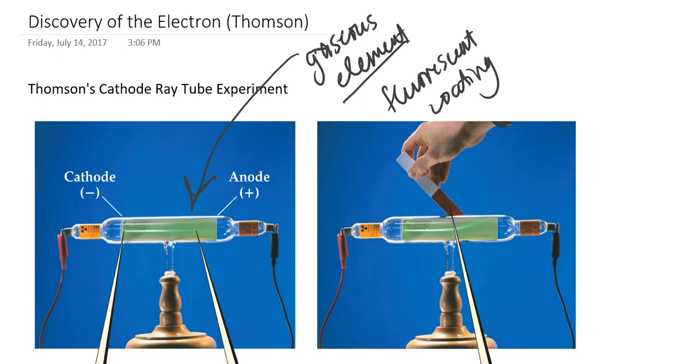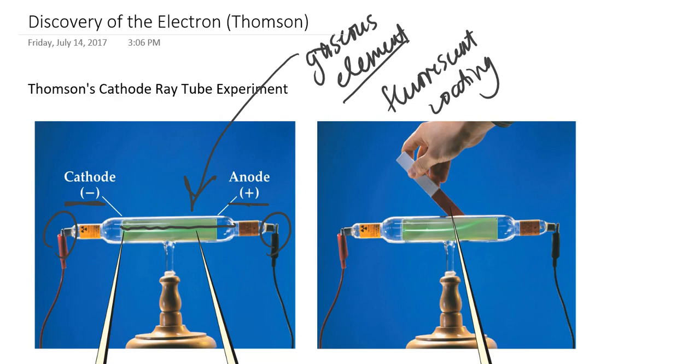Upon application of an electrical charge via the electrodes at the ends of the tube, with one electrode being negatively charged, which we call the cathode, and the other being positively charged, which we call the anode, the result was that we got a beam, a particle beam, that traveled from one end of the tube to the other, from the negative electrode to the positive electrode.